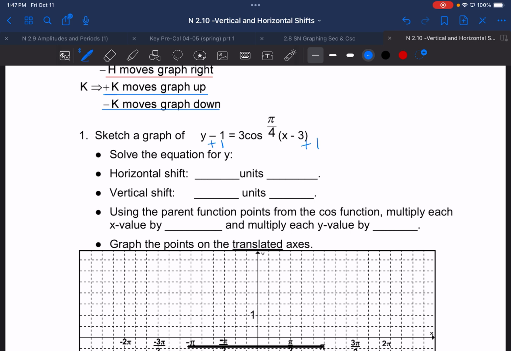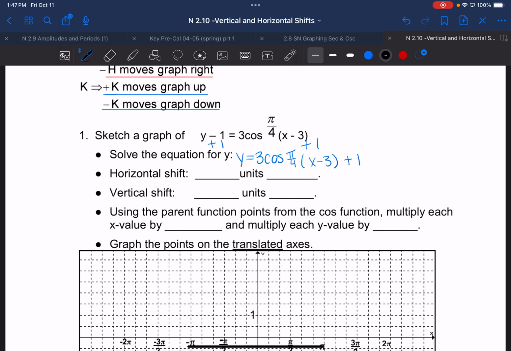Okay, so now I've got y equals. Now realize I can only add 1 to like terms. None of this is like terms because it's all got a bunch of variables attached to it. So this is like 1 plus 3x. I can't add them, right? So I would just have 3 cosine of pi fourths times x minus 3. And then I just tag my plus 1 on the end.